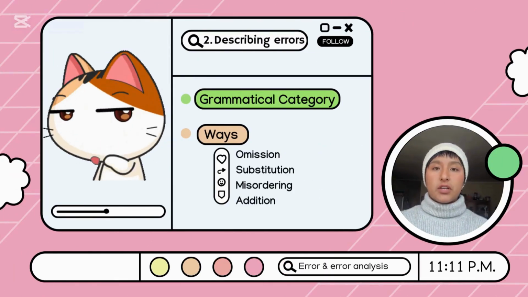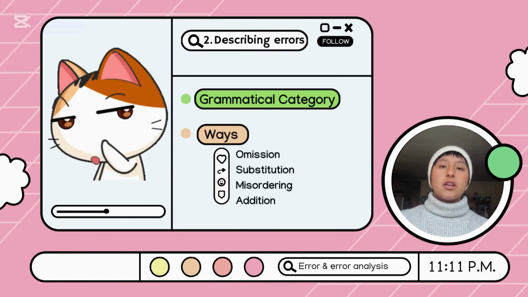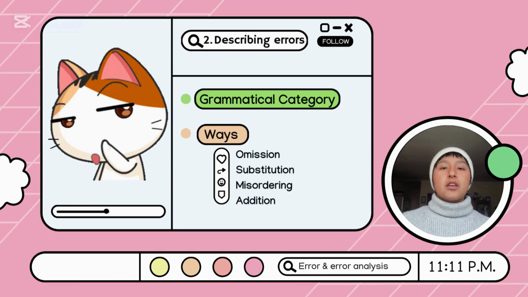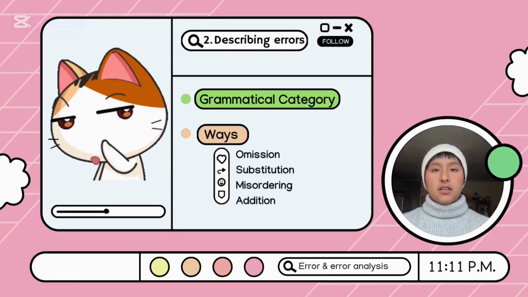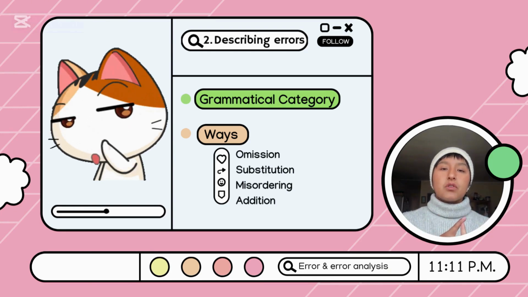Now that we have identified the error, we can move on to the second stage, which is describing errors. In this stage, we describe and classify the error into types. We have many ways to do this. However, first we will classify the error into a grammatical category. It means that we will see if this error is a verb, a noun, a preposition, etc. And also the ways in which this error is different from the target language. It can be omission, substitution, misordering, or addition.